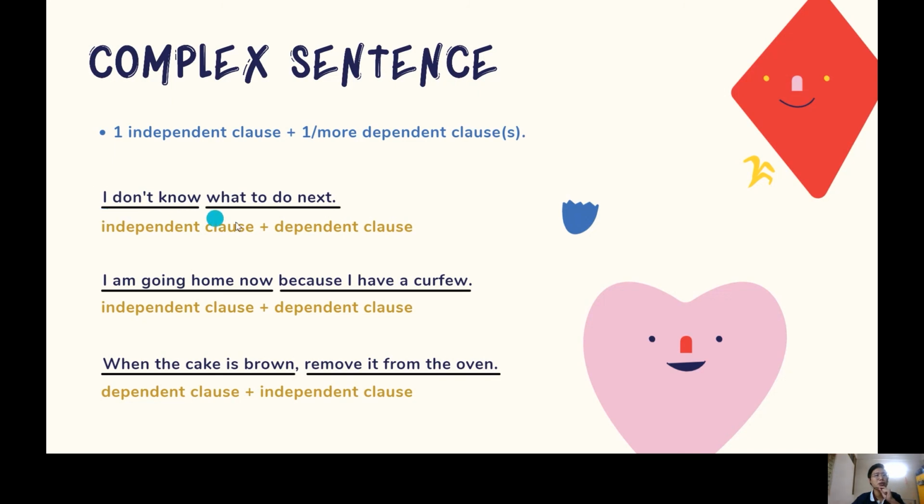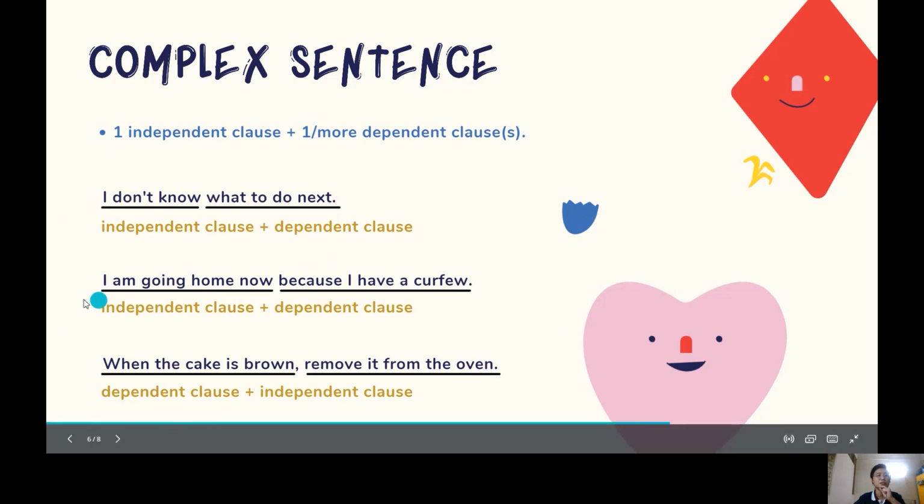So I don't know what to do next. "What to do next" is an independent clause, because without "I don't know", it still makes sense. "I don't know" is a dependent clause because you have to be with "what to do next". If you just say "I don't know", it's like your sentence is just half hanging right there. It's not complete. So I know that this one might seem a little bit vague, but let's move on to the next one. This is much more clear.